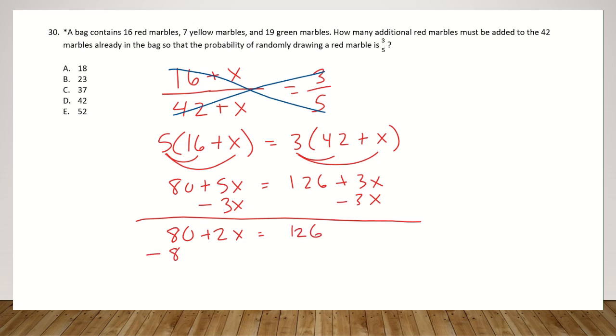And then subtract 80 off both sides. And then to get the x all by itself, we can divide off that 2, and we get that x equals 23.